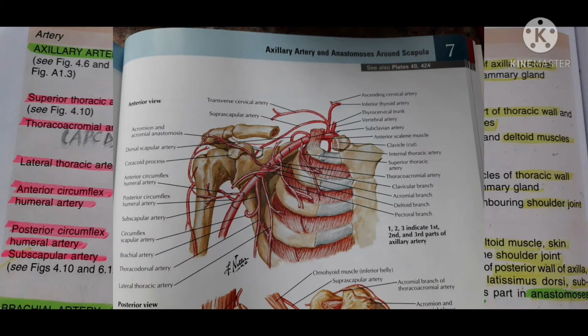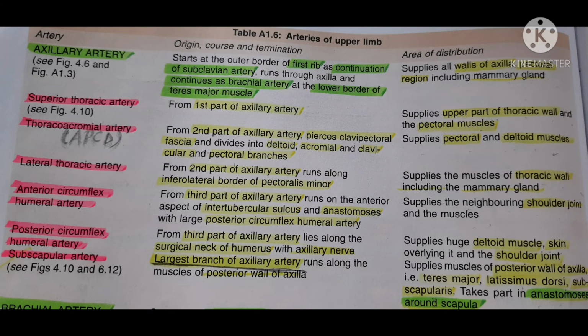Lateral thoracic artery, from the second part of the axillary artery, runs along the inferior lateral border of pectoralis minor. Supplies the muscles of the thoracic wall including the mammary gland. Anterior circumflex humeral artery, from the third part of the axillary artery, runs on the anterior aspect and supplies the muscles of the thoracic wall including the mammary gland.